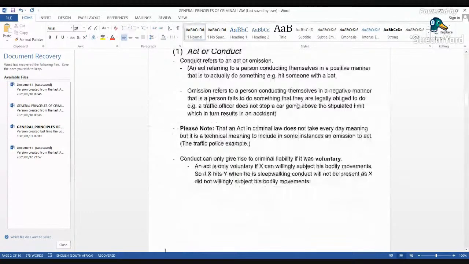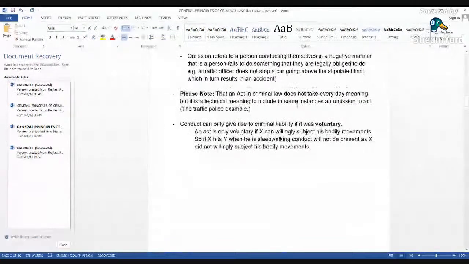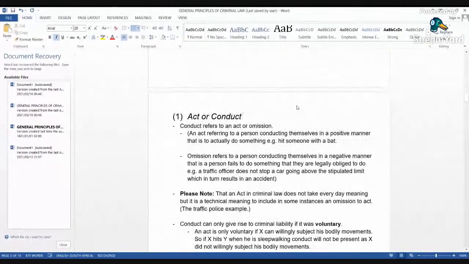Act or conduct. Let us start by defining these terms. Conduct refers to an act or an omission. To explain this further, when someone is regarded to have acted, it means that they have actually done something. They've acted in a positive manner. So if someone takes a bat and hits your head, they have acted. They've actually done something. So that is an act. An omission: if someone omits or does not do something, that is taken as an omission.